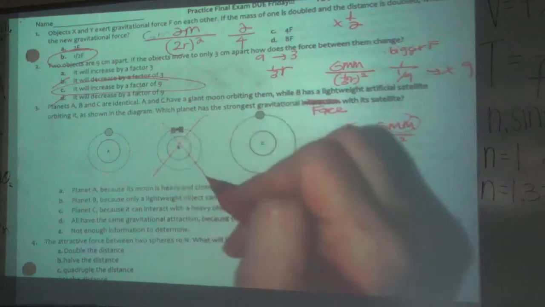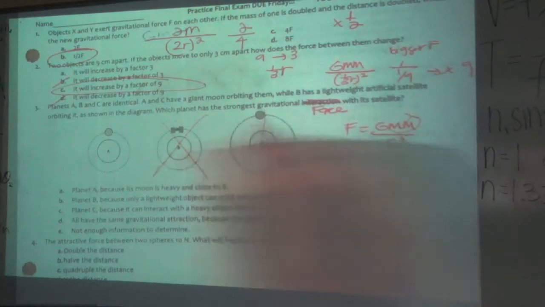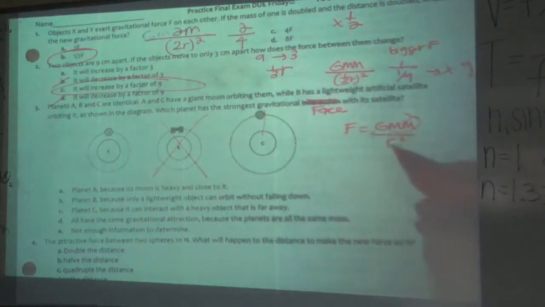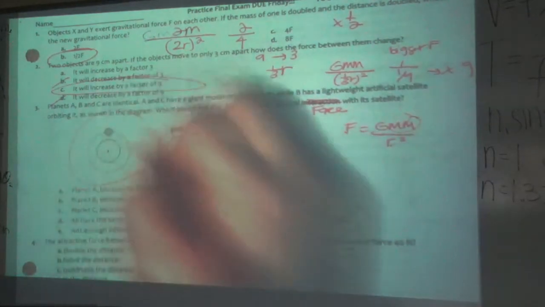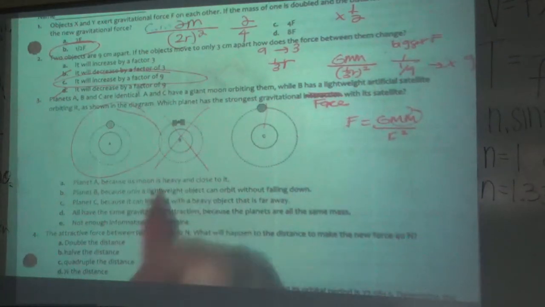If I want a big force, I want big masses. So I'm going to cross off the small mass one. And then the difference between A and C is the distance. Again, if we want a big force, we want a small distance. So A, because it has a big mass and a small distance. So A, because it's heavy and close.